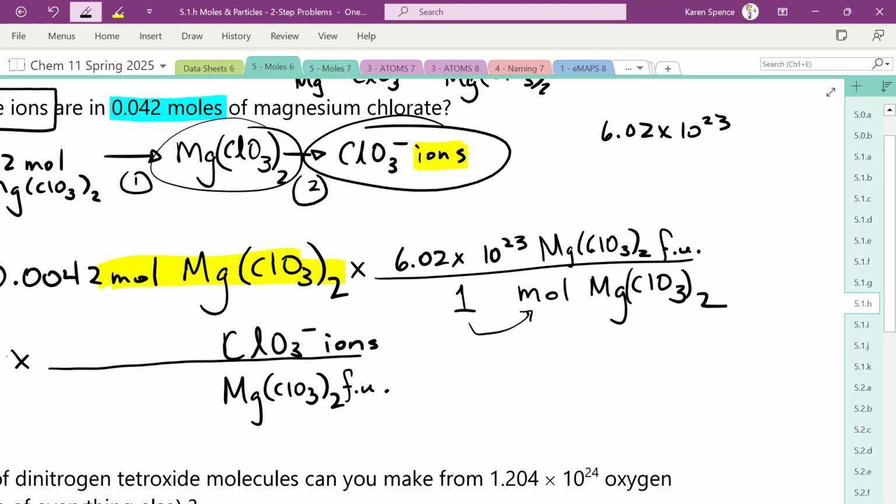Then we want to convert from one type of particle, the formula unit, to a different type of particle, the chlorate ion. And this is where we use our particle ratio. And we just look at the formula and we say in every 1 Mg(ClO3)2 we have 2 chlorate ions. And then you chuck this all into your calculator, 0.0042 times 6.02 E23 times 2 equals 5.0568 times 10 to the 21.